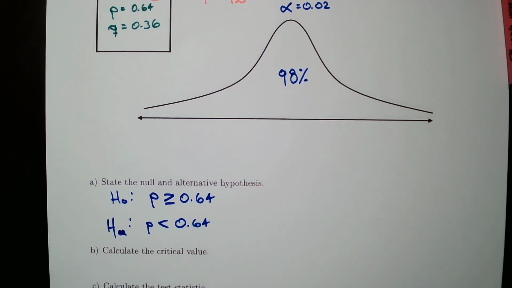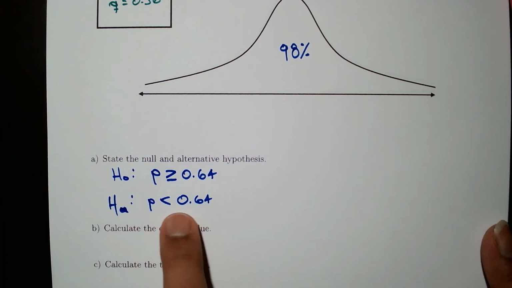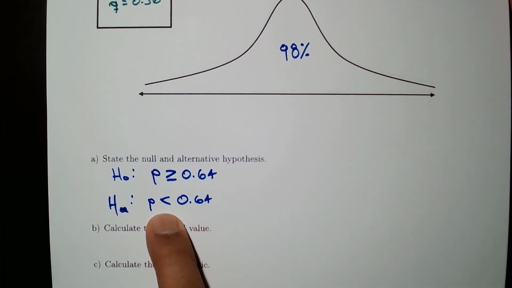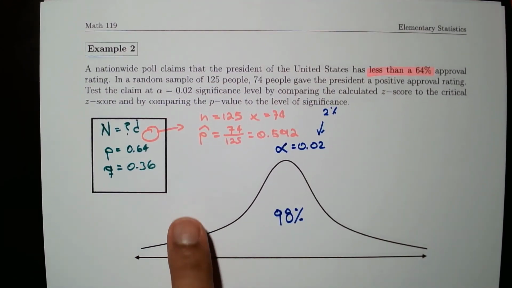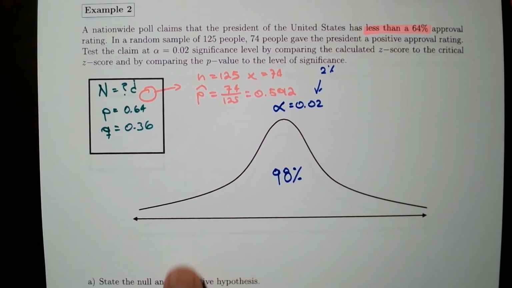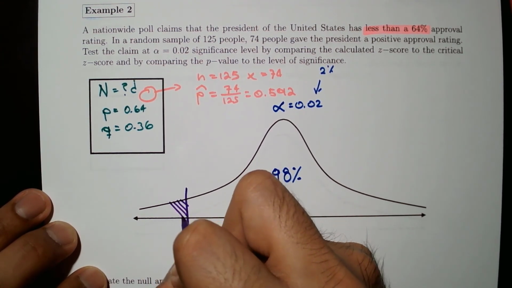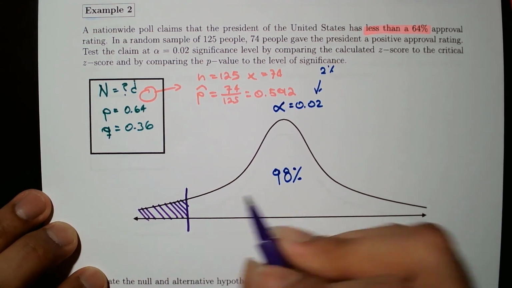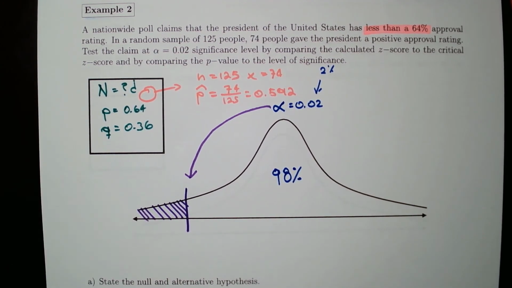Well, what else are we going to do here? Look at the direction of the Ha. Notice it's going to the left. That means we're going to have a left-tailed test. We're going to perform a left-tailed test. So in this case, this alpha is going to go over here, as it is.